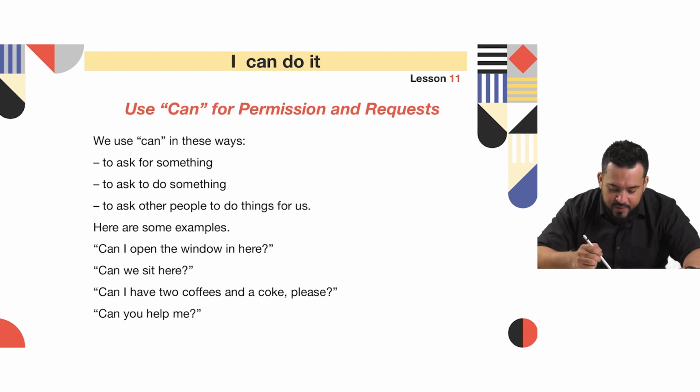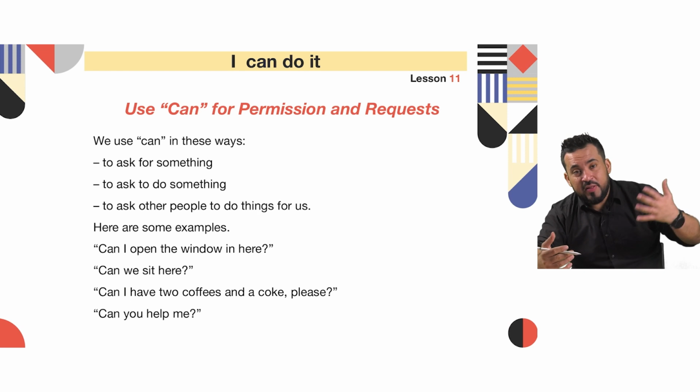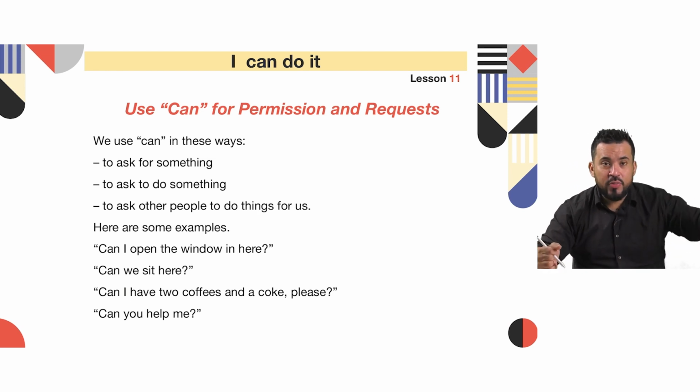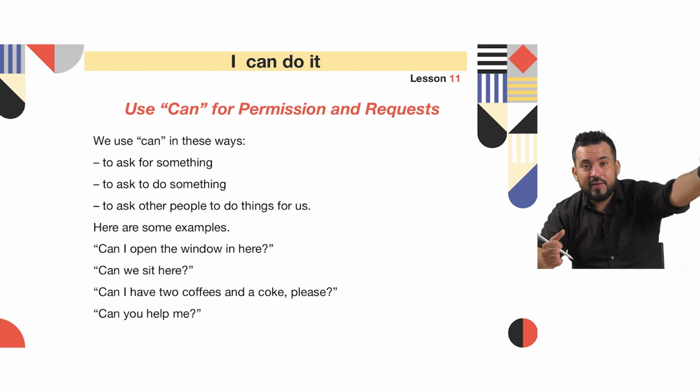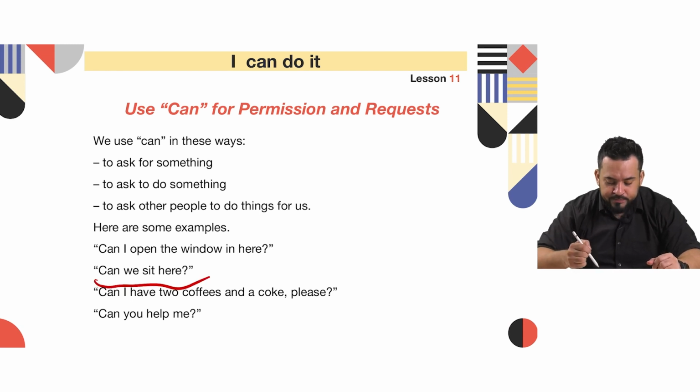Here are some examples. Can I open the window in here? That is a permission. You're asking for permission. If permission, it means you ask if it's okay to do something. Can I open the window in here? Can I take a break now? Can I exit the room? This is permission. Then we have, can we sit here? This is also permission.